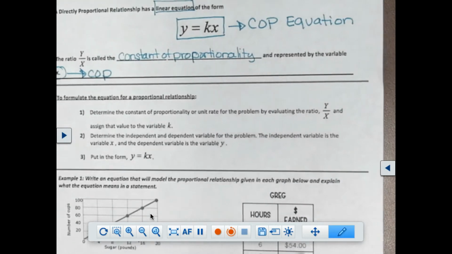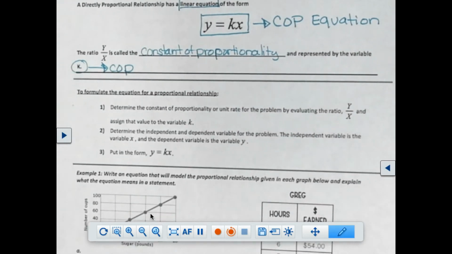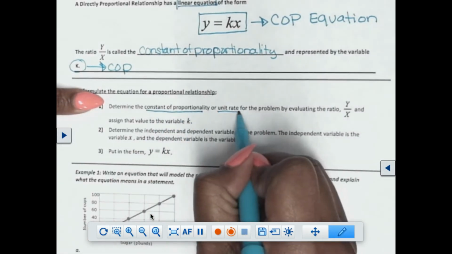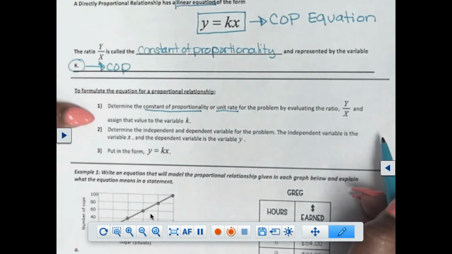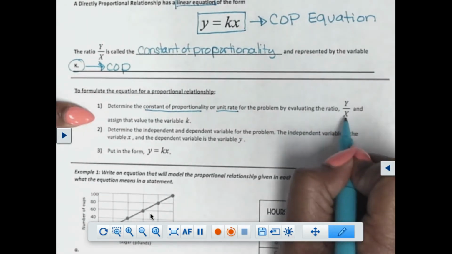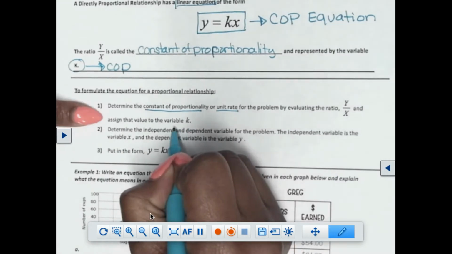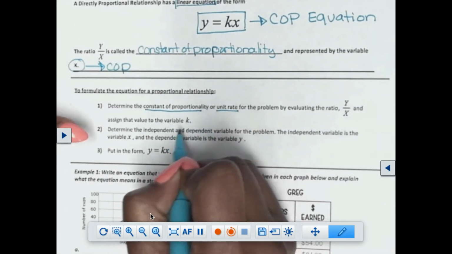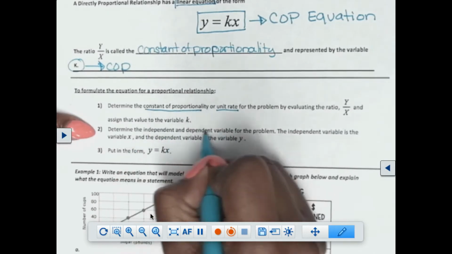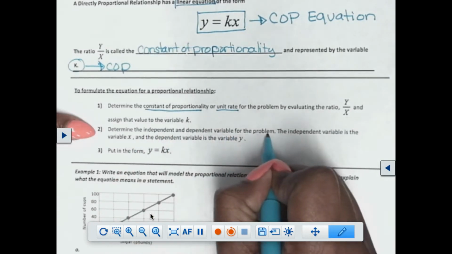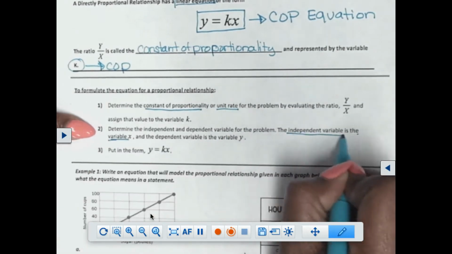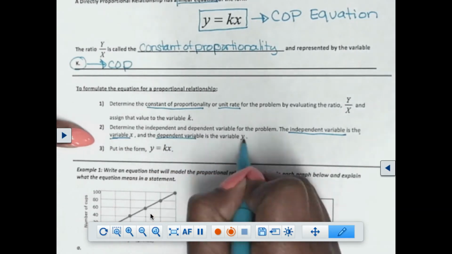So to formulate the equation for a proportional relationship, first determine the constant of proportionality or the unit rate. It's up to you, whichever one you want to use, for the problem by evaluating y over x. This is going to assign a value for the variable k, okay? Second, determine the independent and dependent variables for the problem. The independent variable is the x. The dependent variable is the y.